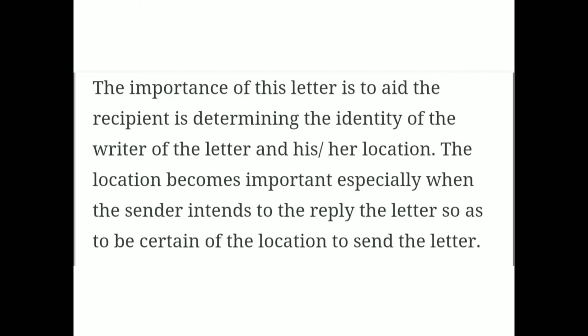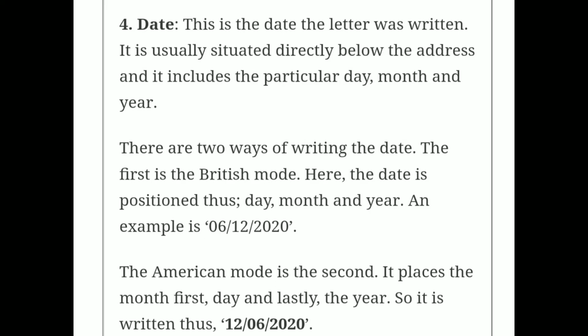And the next one is the date. The date is written in the letter. It is usually situated directly below the address, and it includes the particular day, month, and year. There are two ways of writing the date. The first one is British mode. Here it includes date, month, year.